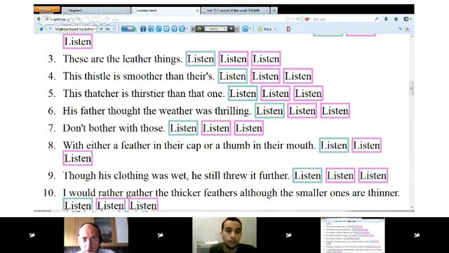Okay. Don't bother with those. Good. What does it mean? I don't know, because I don't know what "those" refers to. Okay, let me say some more words and then see if you can understand it. Don't bother with those. They're a waste of time.